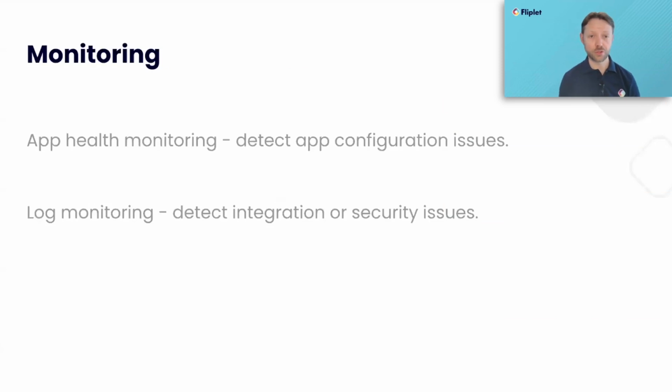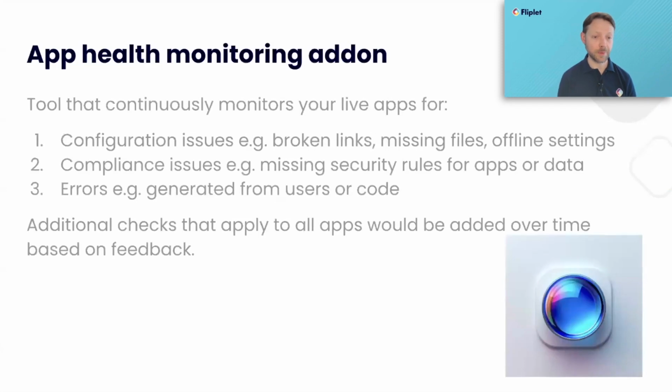We're going to be adding two types of monitoring capabilities, app health monitoring and log monitoring. App health monitoring is a tool that will continuously monitor apps for configuration issues, compliance issues, and errors occurring within the app. This is going to be really helpful in ensuring that you're confident your app is running and working well without having to constantly test it or wait for support inquiries to alert you to issues. We're going to initially launch this with a small number of checks, with the goal of working closely with customers to add additional checks over time.